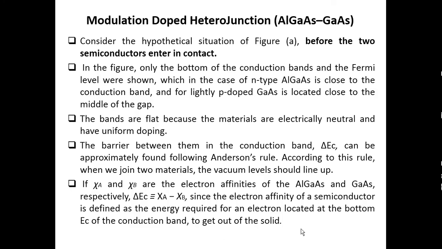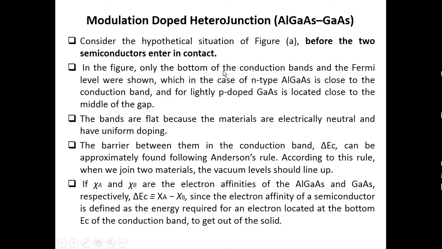So first, to understand what is meant by a modulation doped heterojunction and how this junction behaves, consider the hypothetical situation of figure A before the two semiconductors enter into contact. I told you two dissimilar semiconductors which come in contact with each other will form a heterojunction. Before the two semiconductors enter into contact, what will be the nature of the band structure of the material?